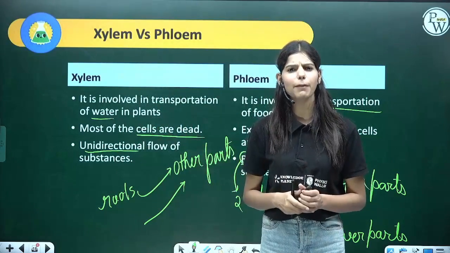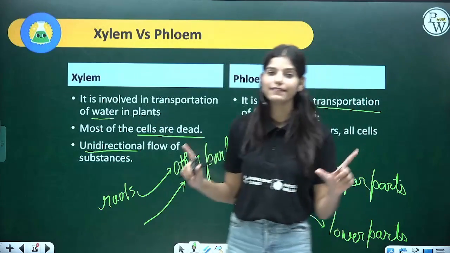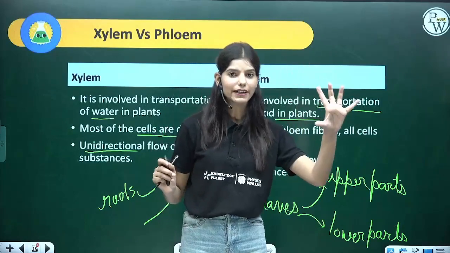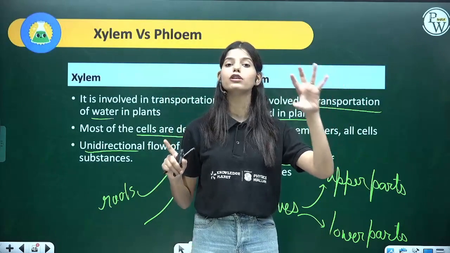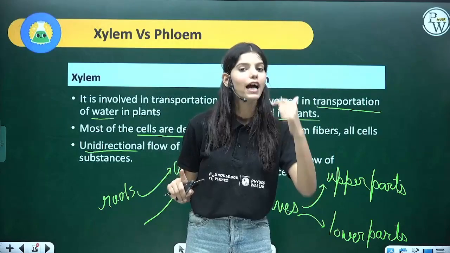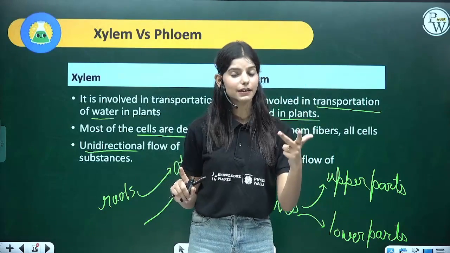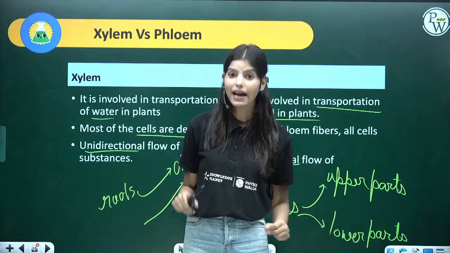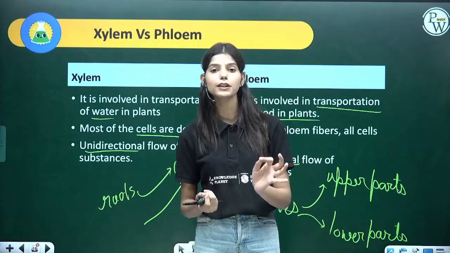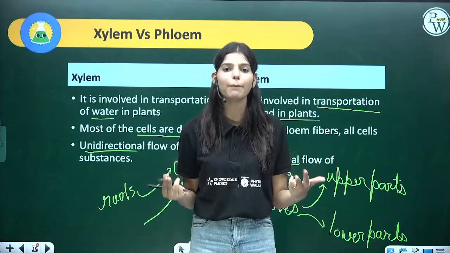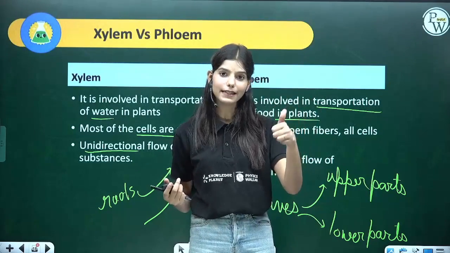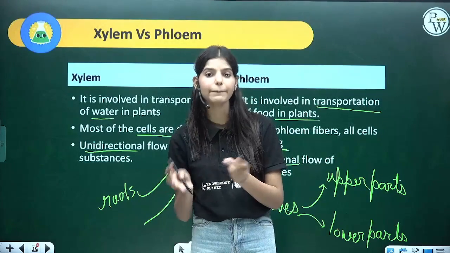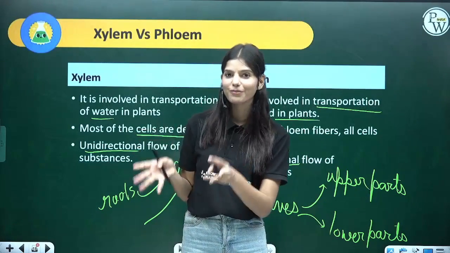Now let's talk about the animal tissue. But first, we learned that plant tissue can be of two types on the basis of division: meristematic and permanent. Meristematic, on the basis of location, can be of three types: apical meristem, intercalary meristem, and lateral meristem. Permanent tissue can be of two types depending upon the type of cells. If the cells are of just one type, it is called simple permanent tissue, and if the cells are of more than one type, it is called complex permanent tissue.